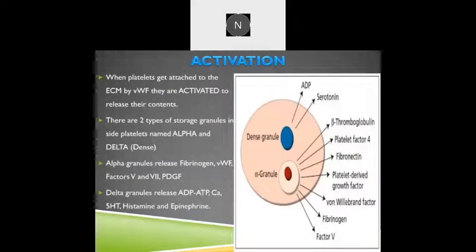Once they get attached there, they are immediately activated by the von Willebrand factor, and they undergo what is called degranulation. There are two types of storage granules inside the platelet, alpha and delta granules. The alpha granules release fibrinogen and von Willebrand factor, factors 5 and 7, platelet derived growth factor, all these things. And delta granules release ADP, ATP, calcium, 5-hydroxytryptamine, histamine, epinephrine. All these things are released by the delta granules.